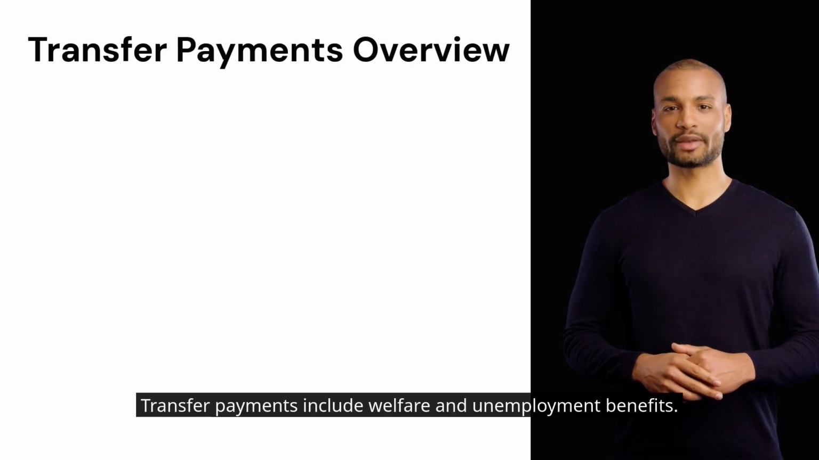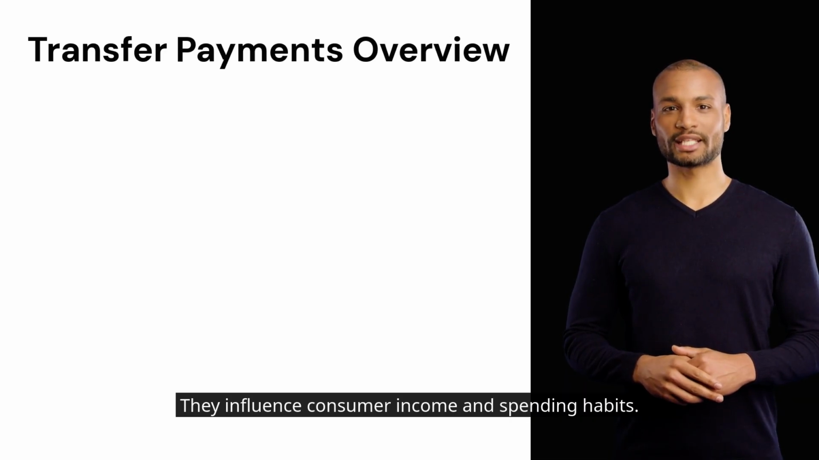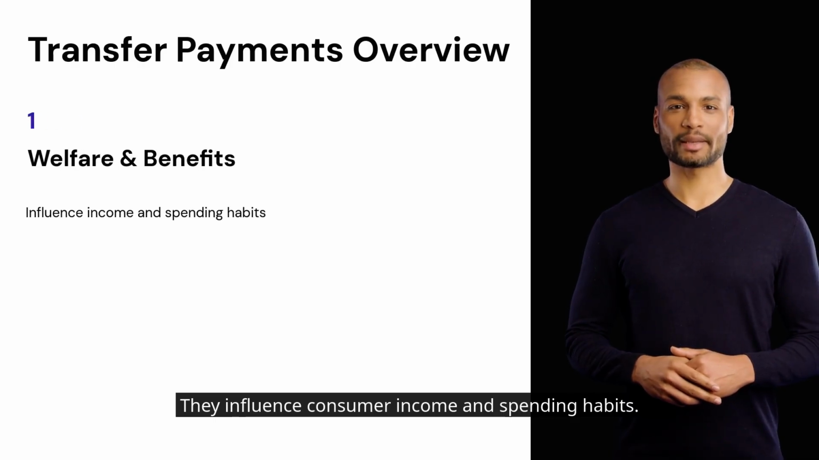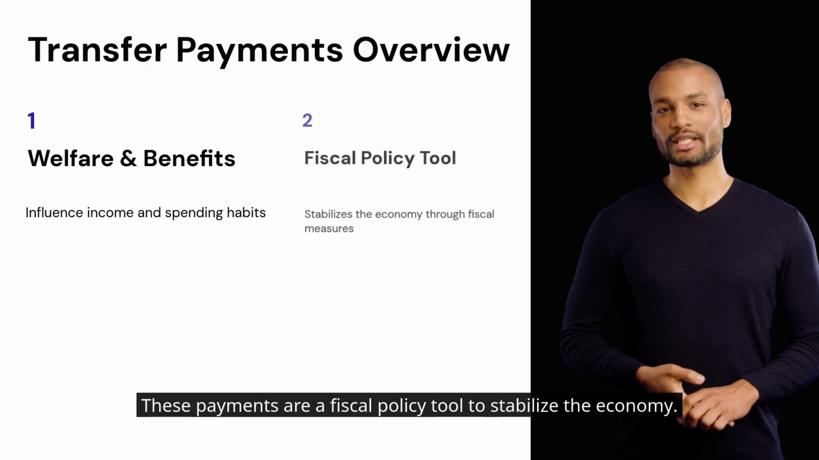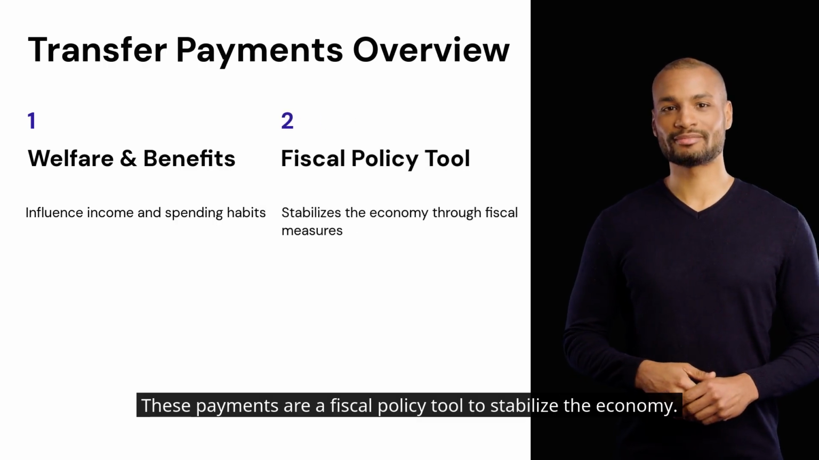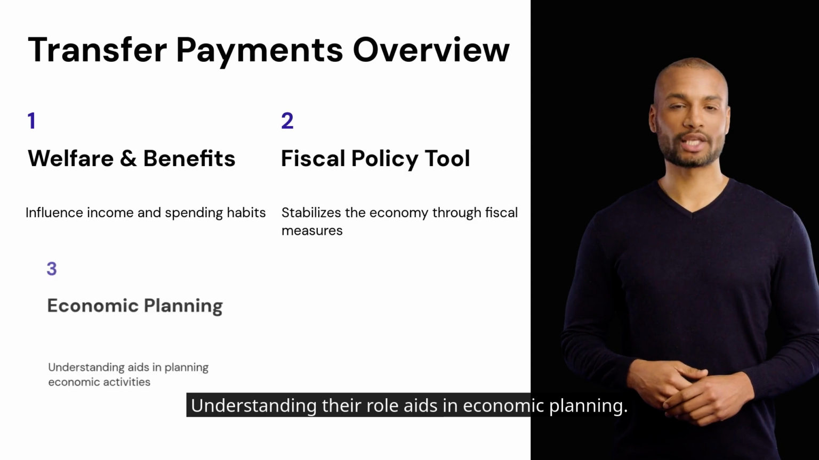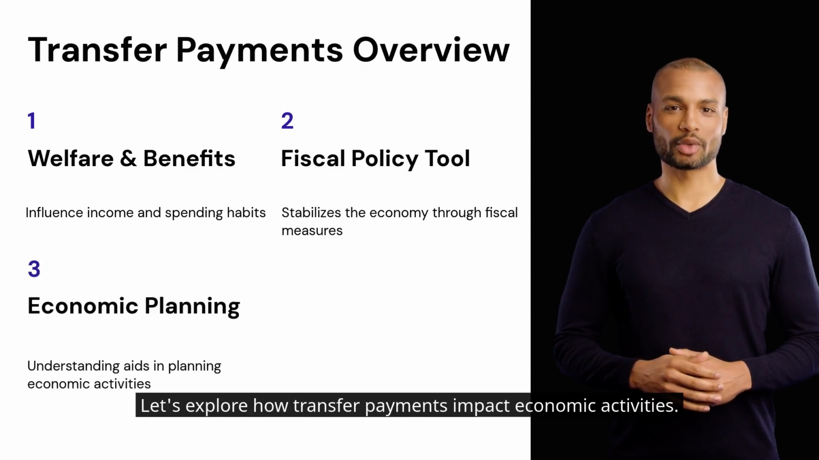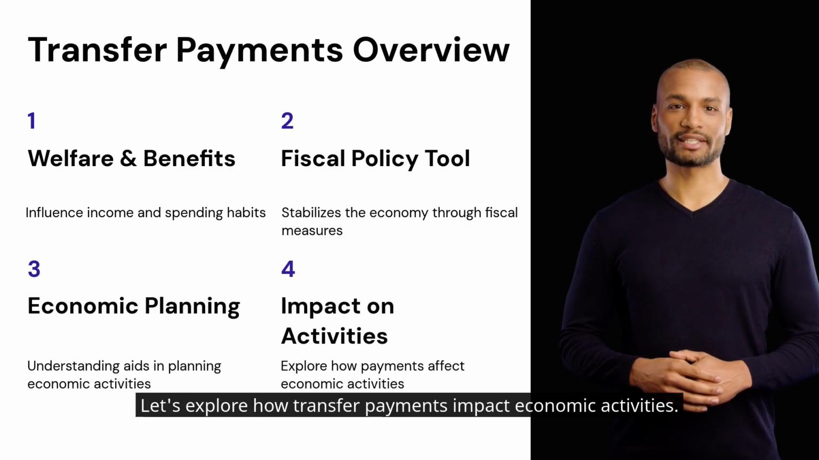Transfer payments include welfare and unemployment benefits. They influence consumer income and spending habits. These payments are a fiscal policy tool to stabilize the economy. Understanding their role aids in economic planning. Let's explore how transfer payments impact economic activities.